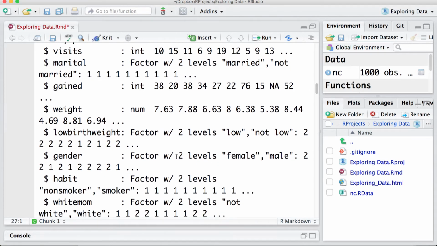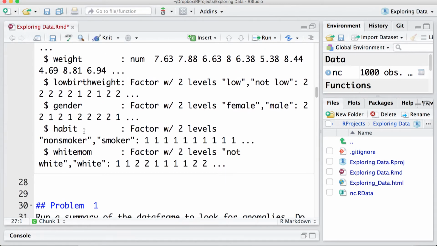And then there's low birth weight, which classifies the baby as to be either low or not low. And then there's gender, female and male. And habit, what habit are we talking about? Drinking, going to bed early? No, it's smoking. So habit has two values, either non-smoker or smoker. And white mom is just white or not white. Okay, so we've now got our data successfully loaded into our R session, and we can proceed to learn something about it.